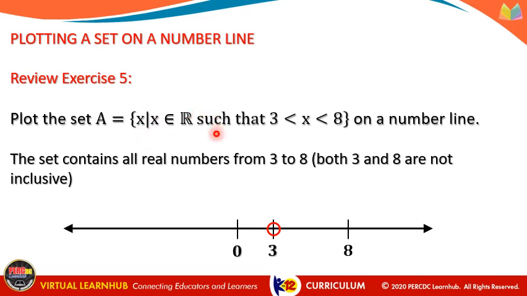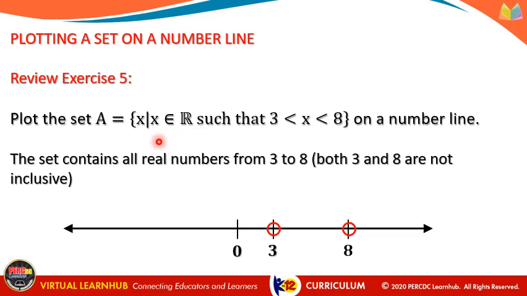What about kay 8? Yung saktong 8 ba kasama sa set? Makikita natin, hindi rin. Kaya, ang ilalagay din natin sa 8 ay hollow circle din. So, ganun lang. So, kung kasama yung mismong number sa set, sa number line, gagamit ka ng solid circle. Pero kung hindi kasama yung number na yon, gagamit tayo ng hollow circle.